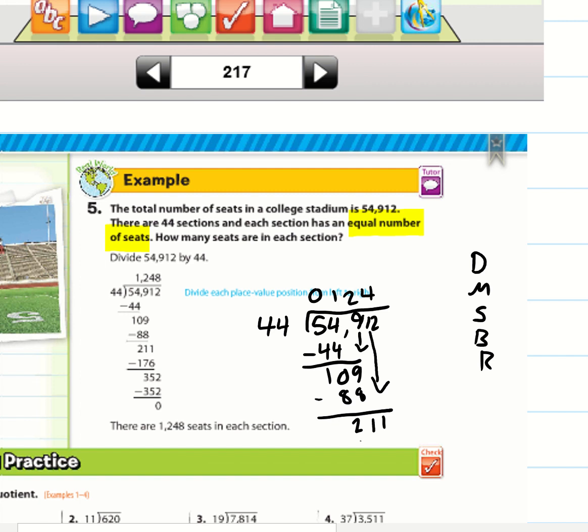4 times 44 is 176. So this is going to be 0, it's going to be 11, it's going to be 5, 1, 10. So we're at 35. Now we're going to bring down the 2 to get 352. 44 goes into 352 8 times, and that's actually going to break even. So we can do our remainder, which is 0. So we know there's going to be 1,248 seats.